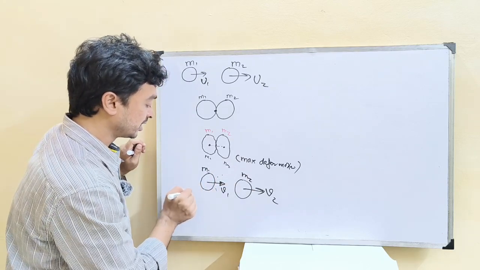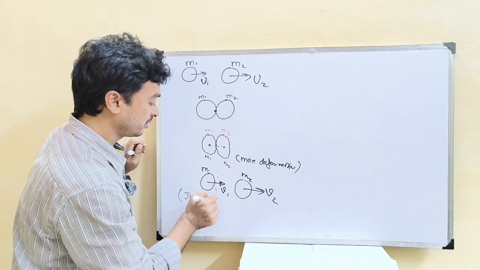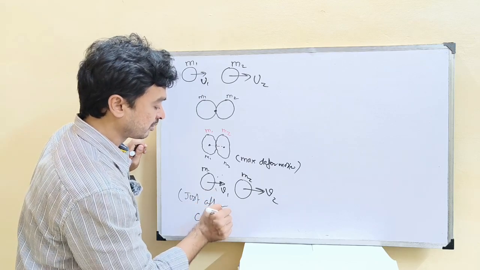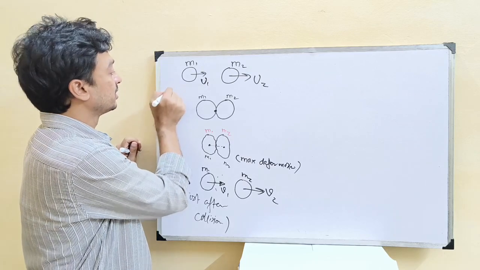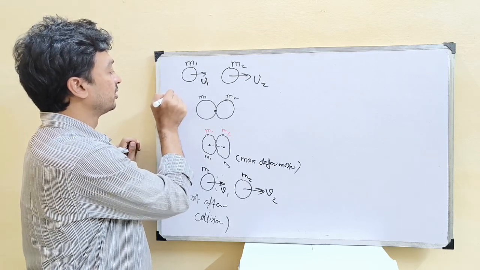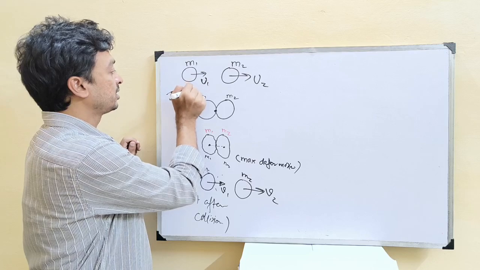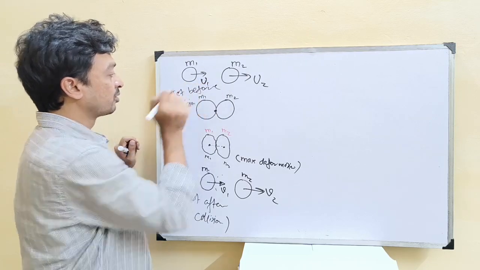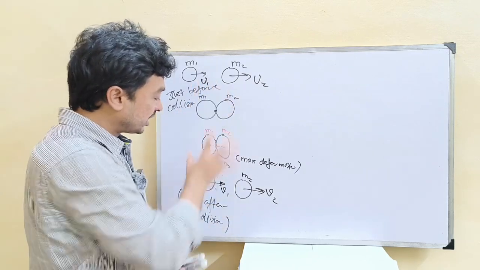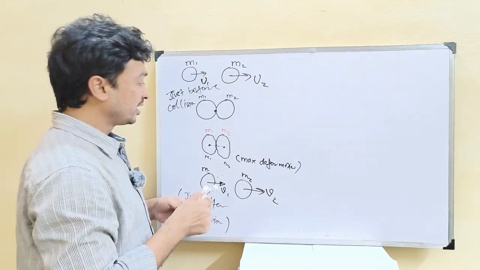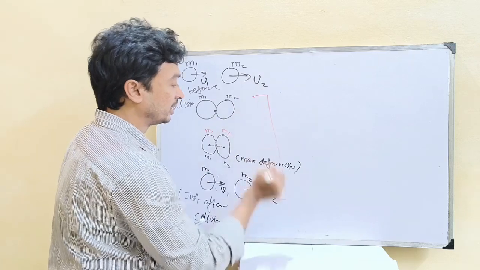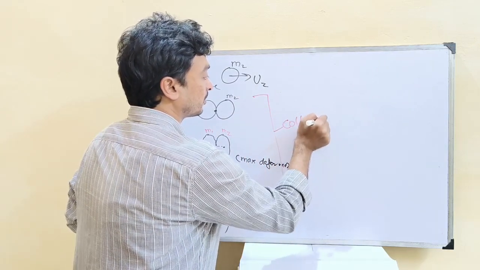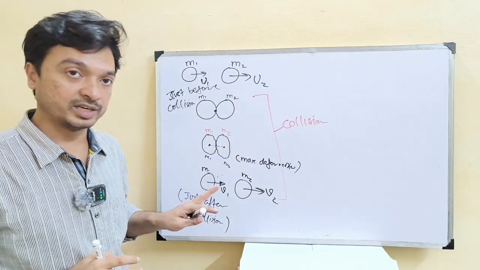Now this is the situation just after collision. And this one is the start of collision, or you can say just before collision. So this is just before collision, and just after collision. Till then both the bodies are in contact. This period we will call the collision of both the objects, right?